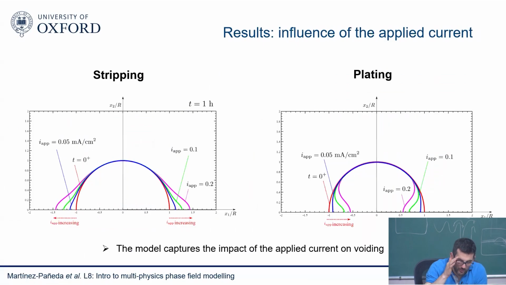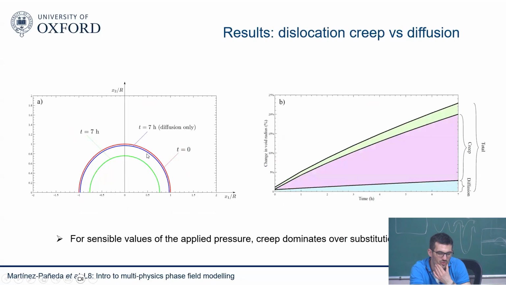Then we use the model to try to interrogate a few things. So this is the effect of different applied current. Depending on the current that we apply for a fixed time of 1 hour, you can see stripping or plating. If you increase your plating or stripping current, of course, you see voids growing more or less, and so on, as you would expect. We also try to understand the interplay between creep and diffusion. And there was some experimental evidence suggesting that creep dominates over substitutional diffusion. We saw that this was the case. So you can switch things on and off, basically, and see which one dominates.